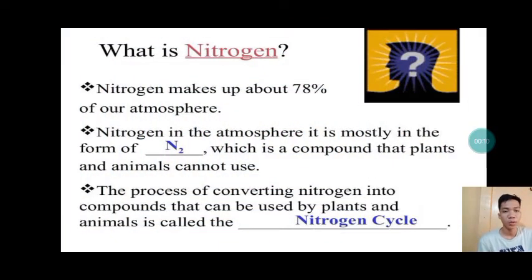What is nitrogen? Nitrogen makes up about 78% of our atmosphere. Nitrogen in the atmosphere is mostly in the form of N2, which is a compound that plants and animals cannot use. The process of converting nitrogen into compounds that can be used by plants and animals is called the nitrogen cycle.